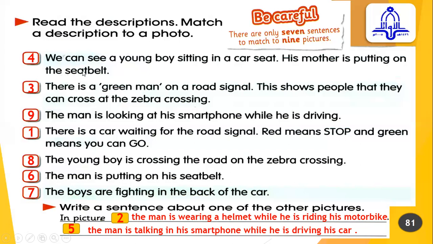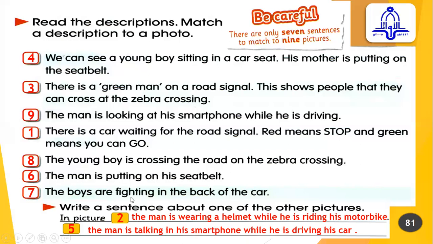Seat belt, طبعاً in the car. Also, we have road signal, إشارة الطريق, road signal. We have zebra crossing, منطقة العبور المخططة, zebra crossing. We have waiting, ينتظر. Waiting means ينتظر. Red means stop, الأحمر يعني توقف. Green means you can go, الأخضر يعني إنك تستطيع أن تنطلق. Zebra crossing, as we said, منطقة العبور المخططة. Seat belt, حزام الأمان. Fighting, يتشاجر.